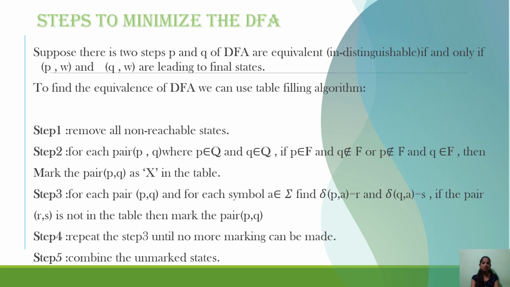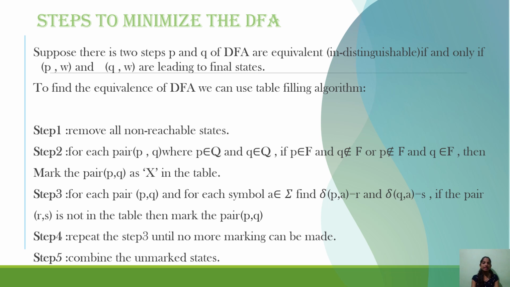So there are steps to minimize the DFA. Two states P and Q of a DFA are equivalent if and only if P, W and Q, W are leading to the final states. To find the equivalence of DFA, we can use the table filling algorithm. There are 5 steps to minimize the DFA.